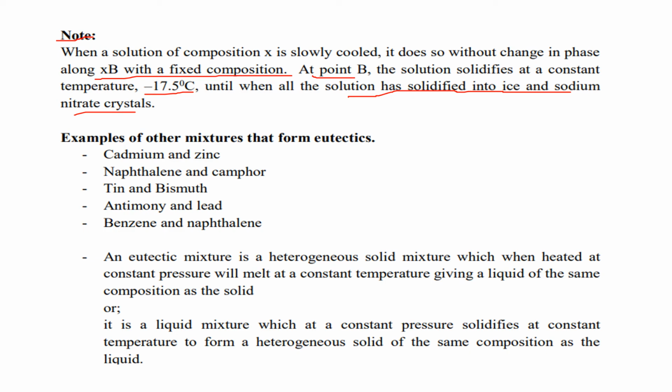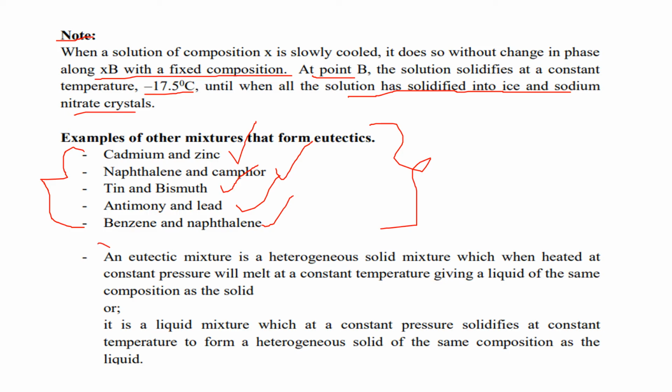Now let's look at the examples of eutectics as we finalize this topic. Usually we ask, at the end of the question, to list 2 or 3 examples of other substances that show eutectic composition. And here you have them. There is cadmium and zinc, there is naphthalene and camphor, there is tin and bismuth, there is antimony and lead, and also benzene and naphthalene.